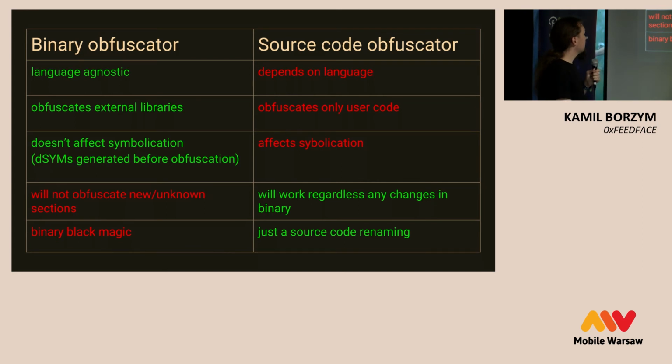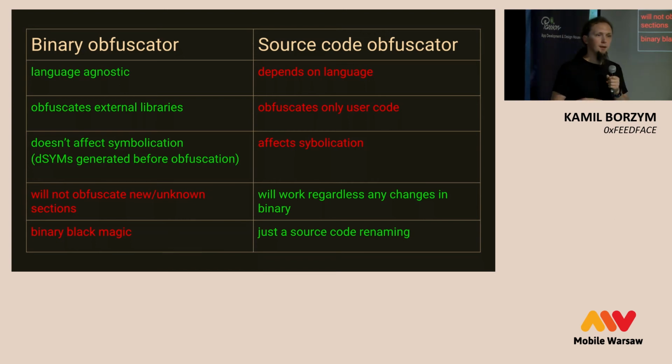But the binary obfuscator also has some downsides. It will not work with any new incompatible sections in Mach-O files. When Apple decides to change the Mach-O format to something different, this obfuscator would also need to be rewritten. Also, the source code obfuscator just renames the source code, so the user could feel a little safer about this. This is not so binary black magic.